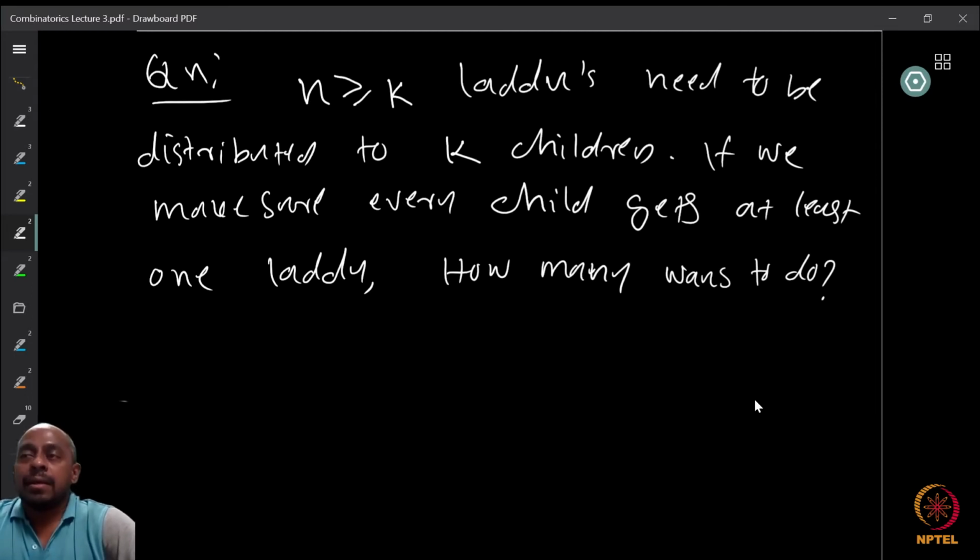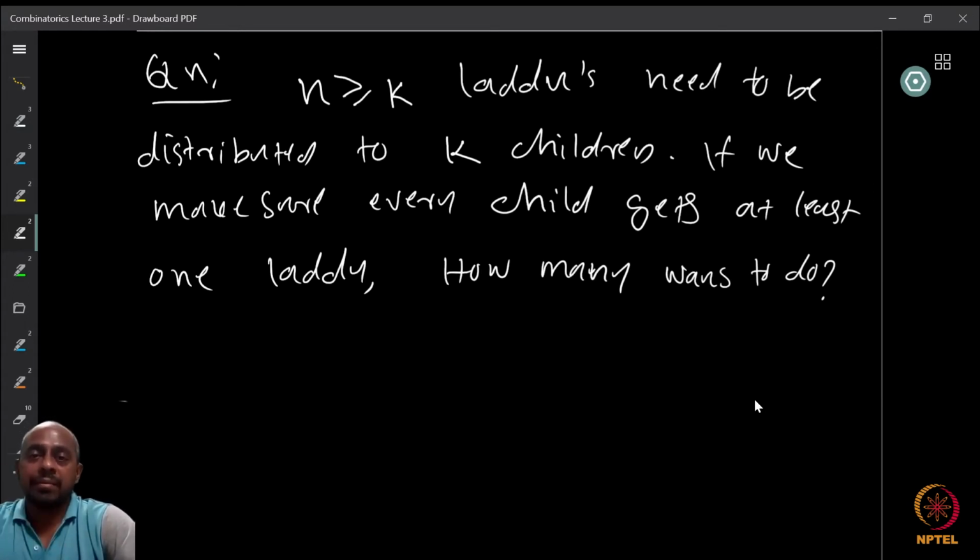And they are given, and we want to distribute them to, let's say, k children. If you think that you are the children, then maybe you can hope to get some laddoos, right? Now, we have enough laddoos so that we don't have to be very selective, so we can say that every child is going to get at least one laddu.